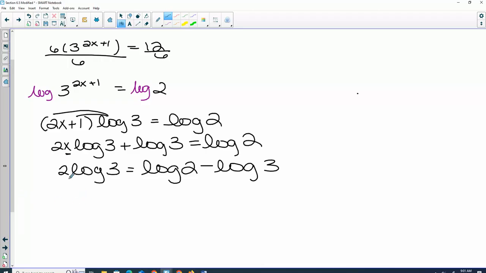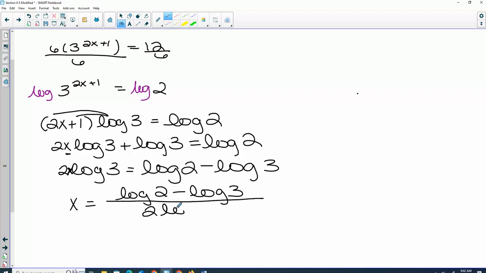Then I'm trying to get my x by itself. It's multiplied with both the 2 and the log 3, so I can divide. So we get log 2 minus log 3 divided by 2 log 3.